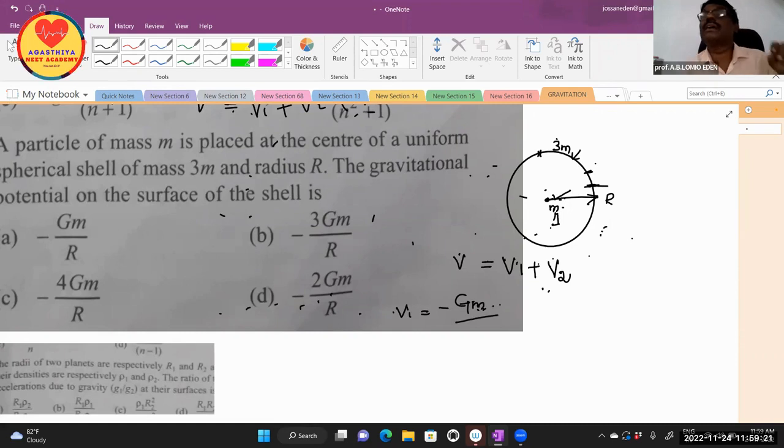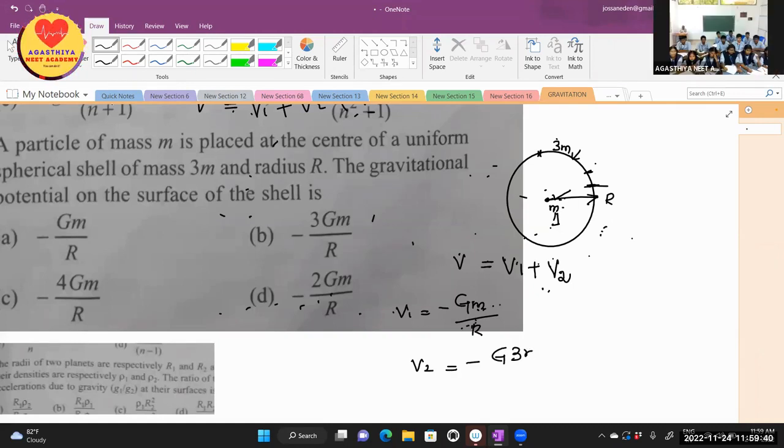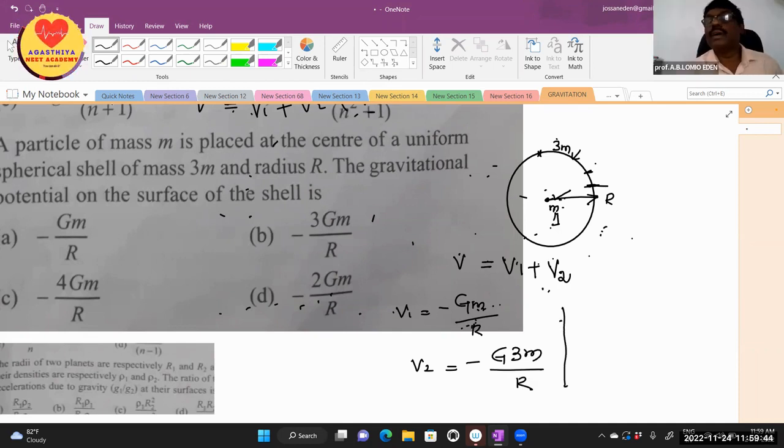V1 is the gravitational potential for the mass placed at the center of the spherical cell with respect to the outer surface. Distance is R. V2 is minus G into 3m. Now add these two and tell me.